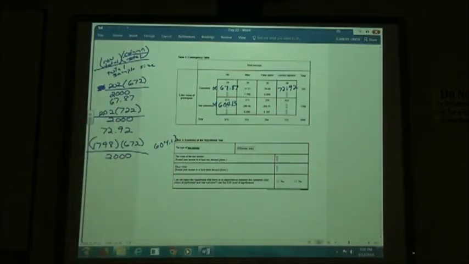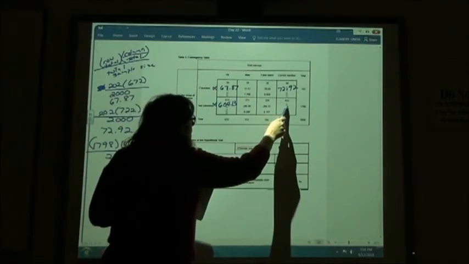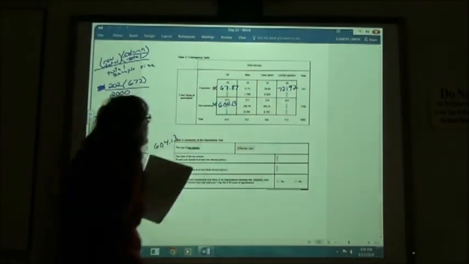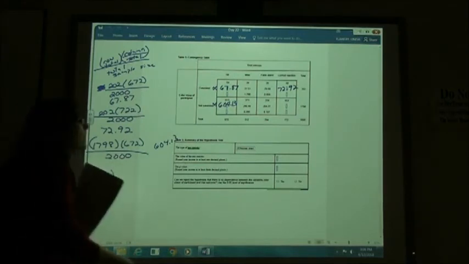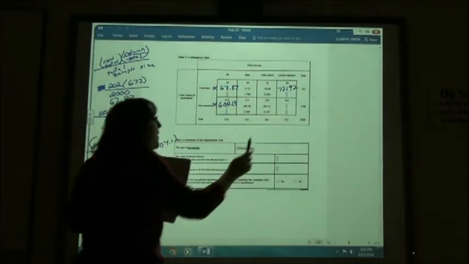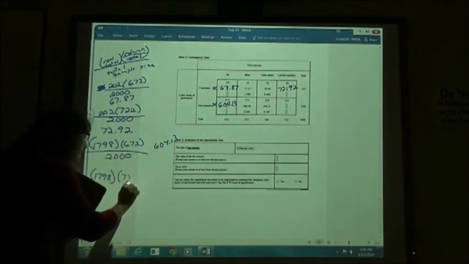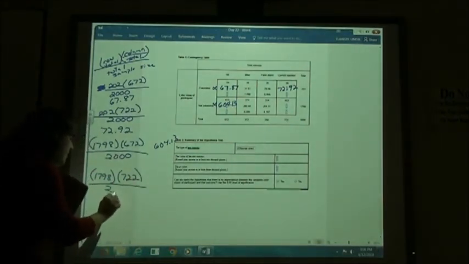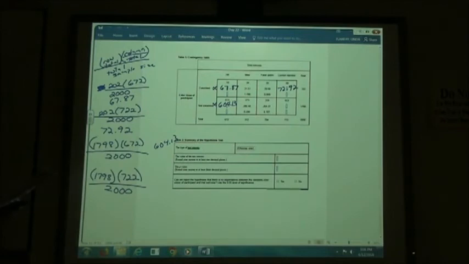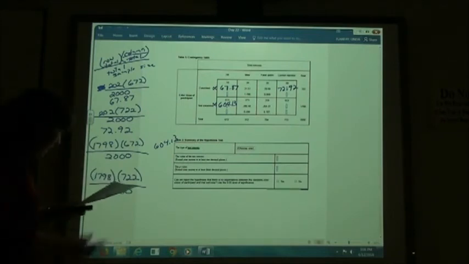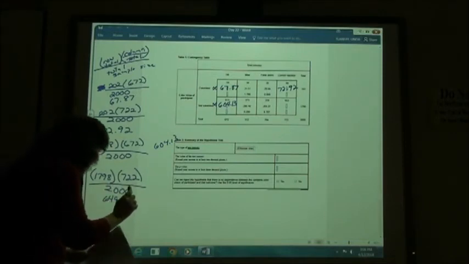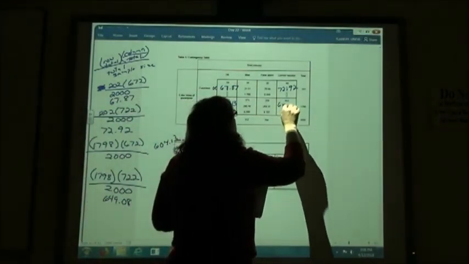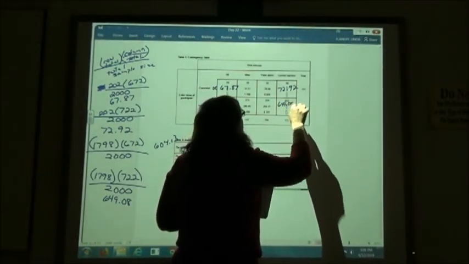And then the last box of this one over here, my row total, 1,798. My column total, 722, divided by my sample size, 2,000. I should come up with 649.08.